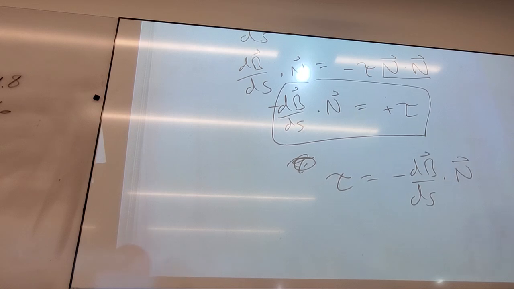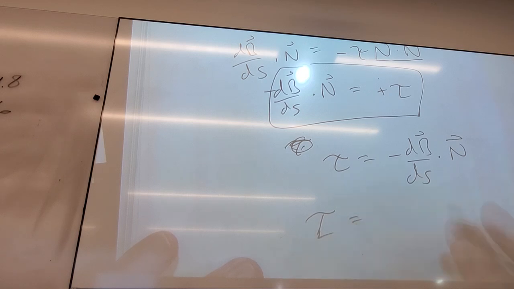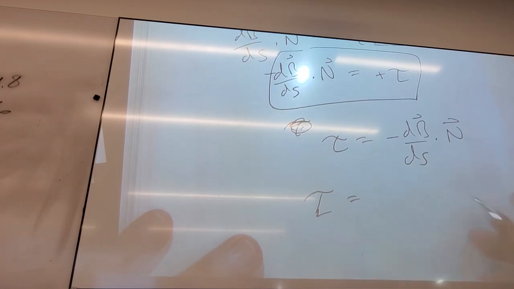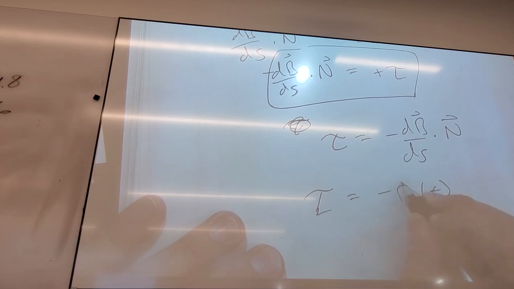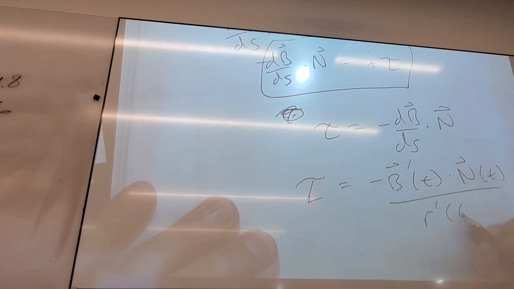If I want, like we did earlier, in the interest of time, I could do a lot of little steps to make this look more familiar. Do you see how this is based on ds like before? We could do something very similar to what we did earlier to make it in terms of t. So then I would get negative B of t prime dotted with N. So that's B prime dot N all over r prime of t.